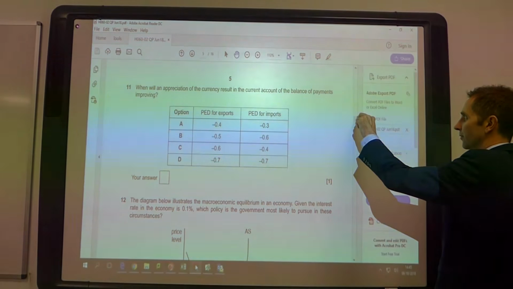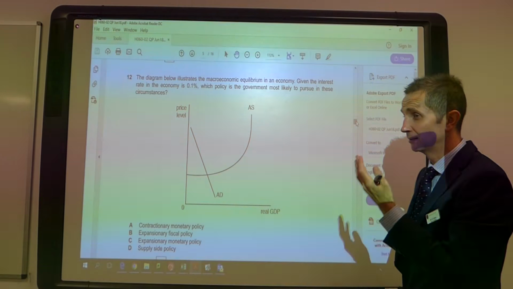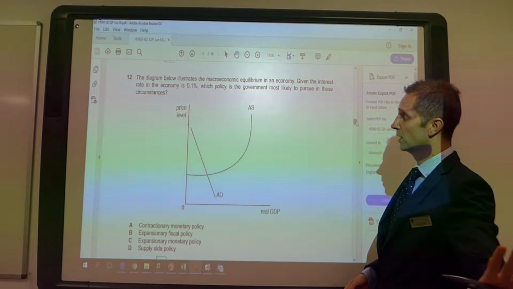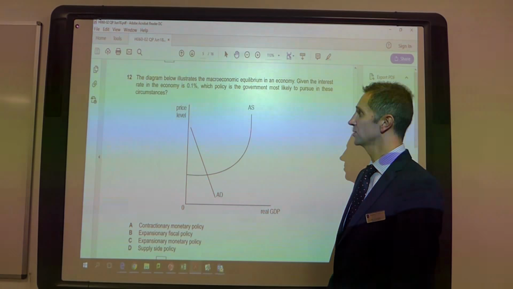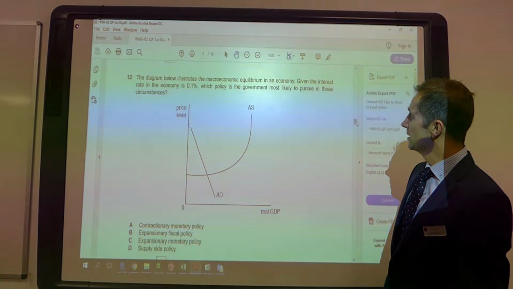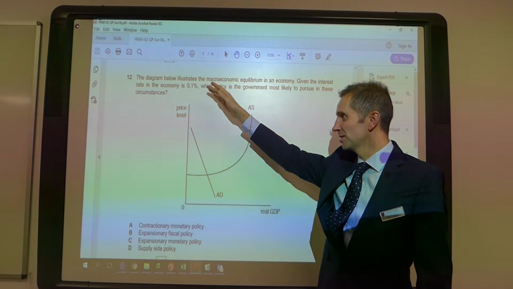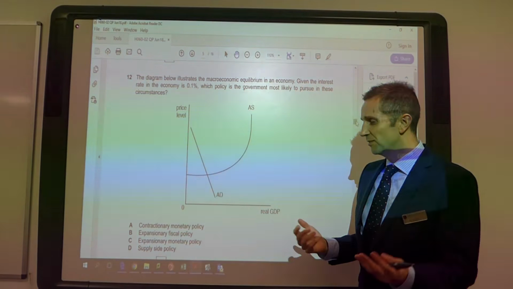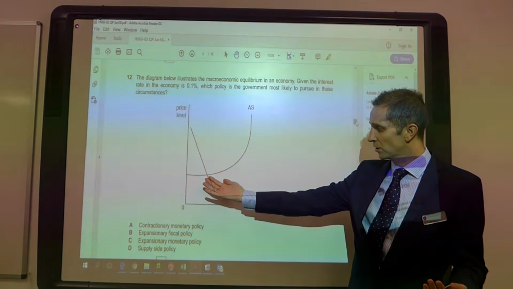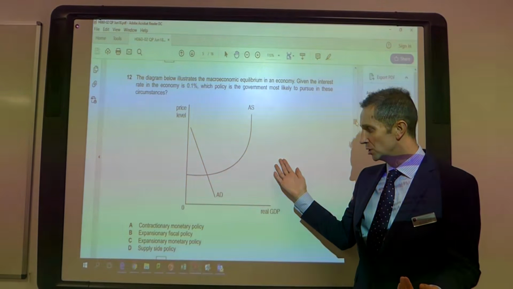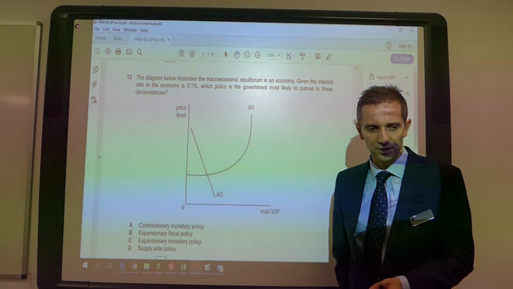Okay, number 12. Interesting little question. It's particularly relevant, I think, at the moment with our ultra-low interest rates, certainly in the UK, starting to creep up in America, as you know. Macroequilibrium, interest rate 0.1%, in other words, it's almost on the floor. So you've no more room to manoeuvre really with monetary policy. So how would you get the economy moving in this direction? It's very straightforward really. You use expansionary fiscal policy.